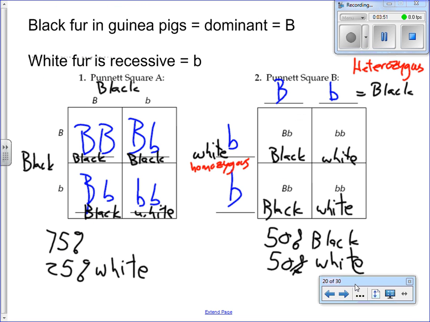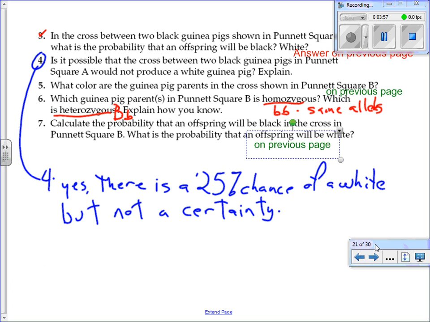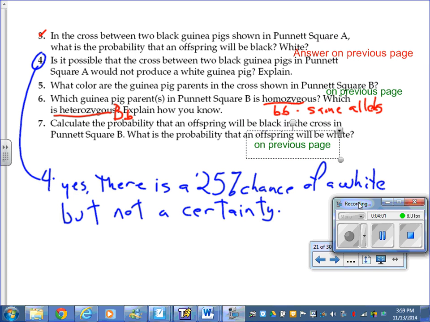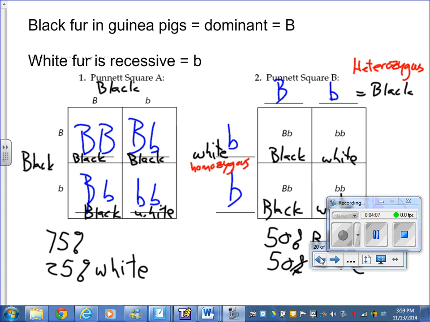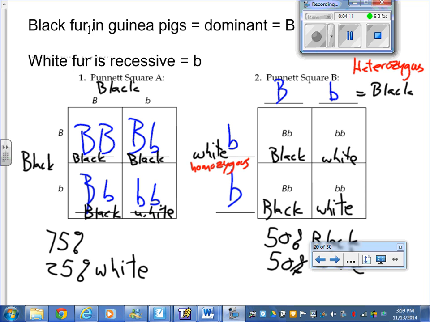And the second side of the worksheet, if you look at the questions which are here, all of these questions are referring back to these Punnett squares. So you can take a look here. This is the actual information. Black fur and guinea pigs. I don't know if they actually told you this. This is actually from the textbook. This bit of information would have been important for them to let you know.